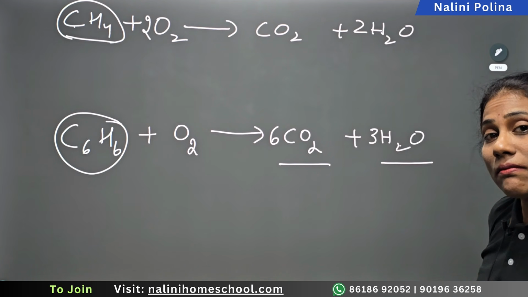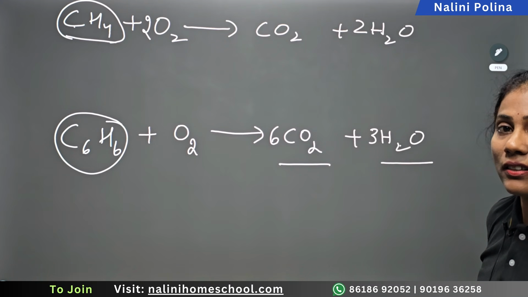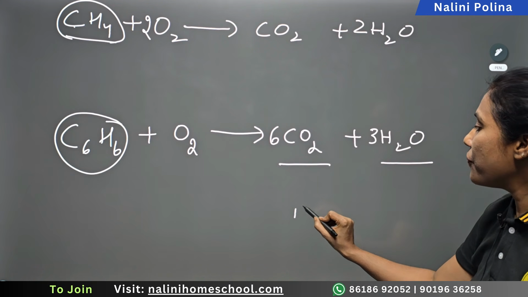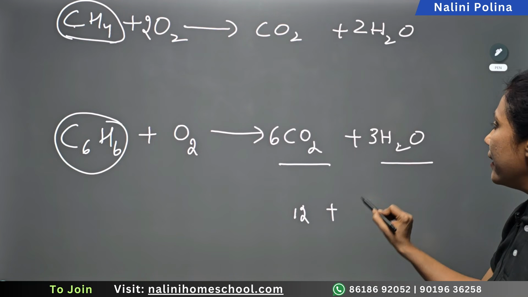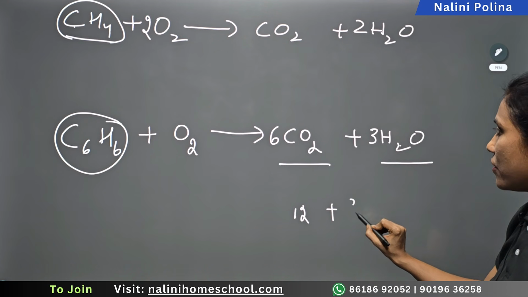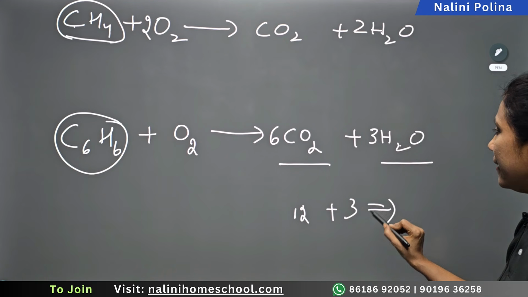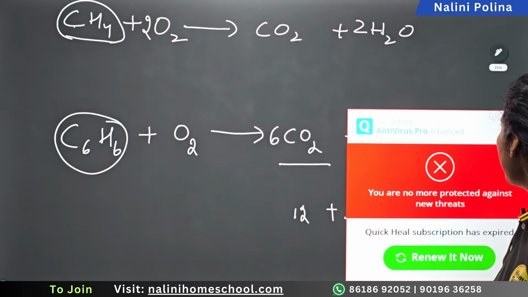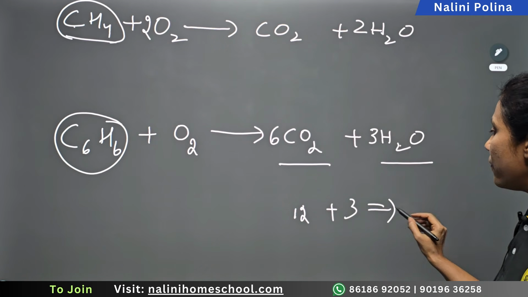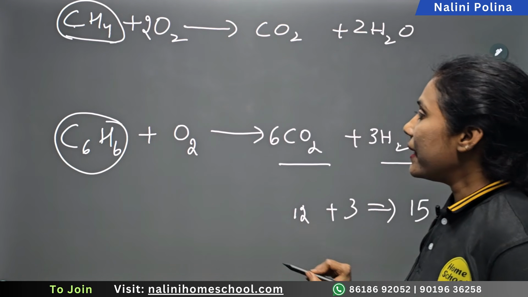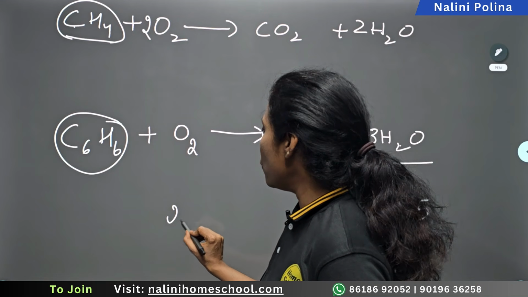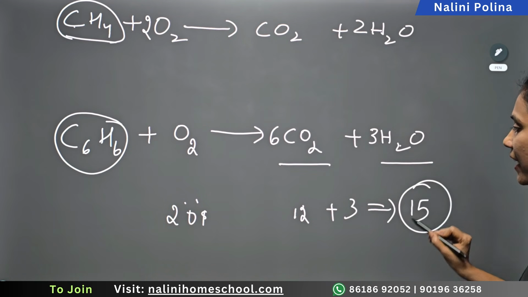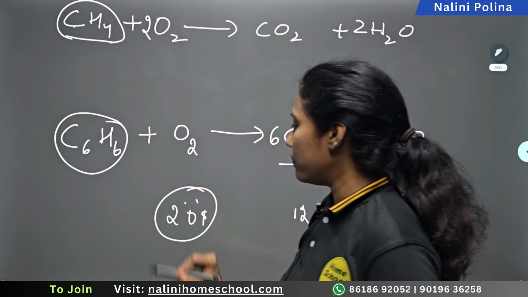Now there is a problem with oxygen. Look over here. 6 2s are 12, and here 3 oxygen. So how many oxygens this side? This fellow is contributing 3 and this fellow is contributing 6 2s are 12. So 12 plus 3, 15. But this side how many oxygens are there? Only 2 oxygens are there. So you need 15, and this side only 2.